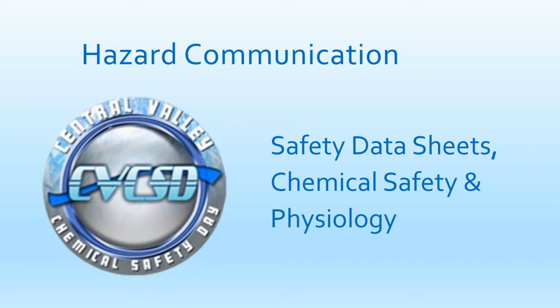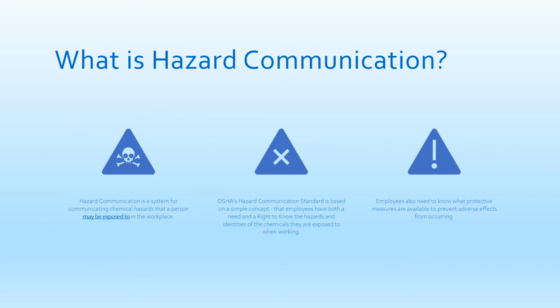Hello, everyone. We would be remiss if we didn't talk about hazard communication, safety data sheets, chemical safety, and human physiology during a chemical safety training event. So let's start here. What is hazard communication? Hazard communication is a system for communicating chemical hazards that a person may be exposed to in the workplace.